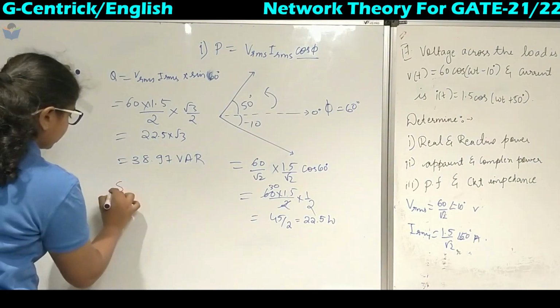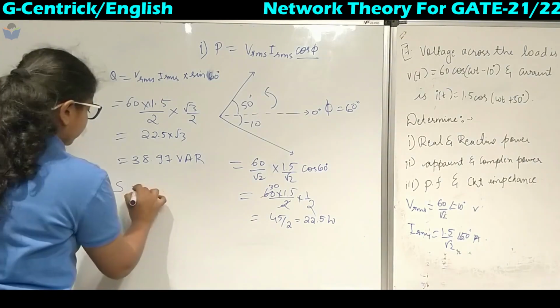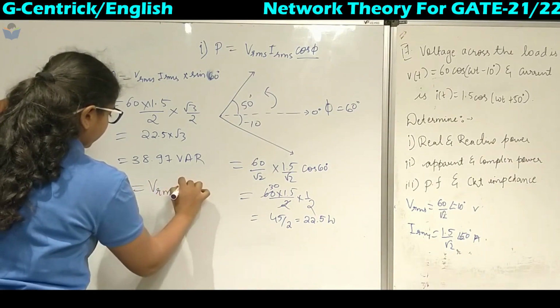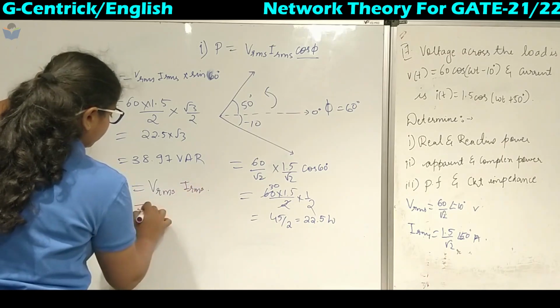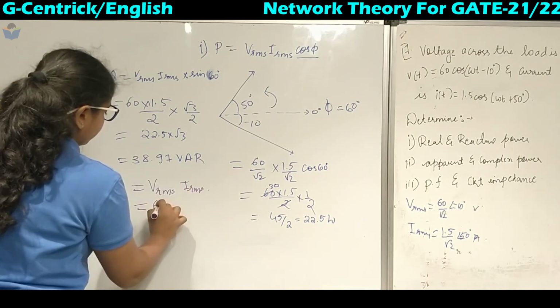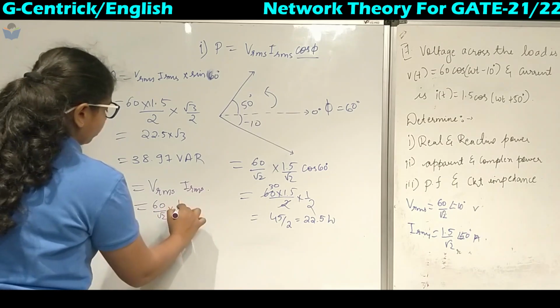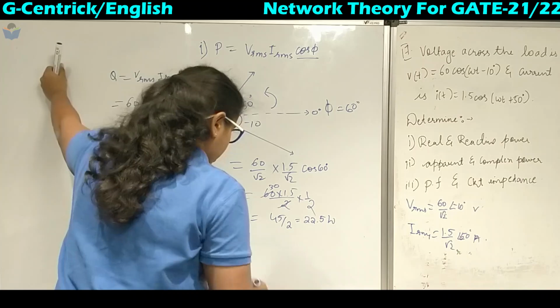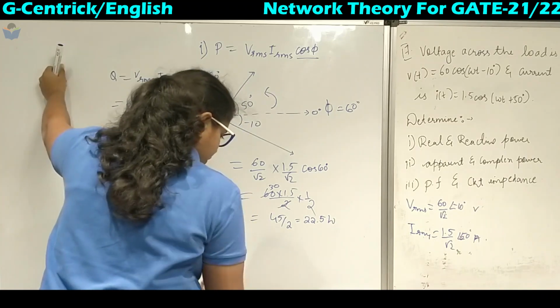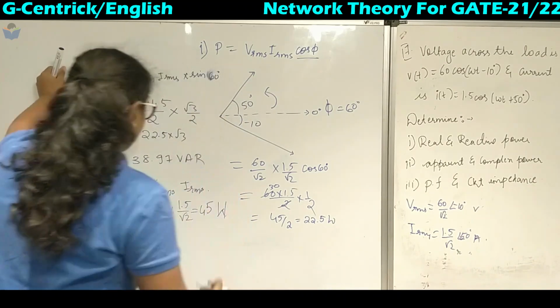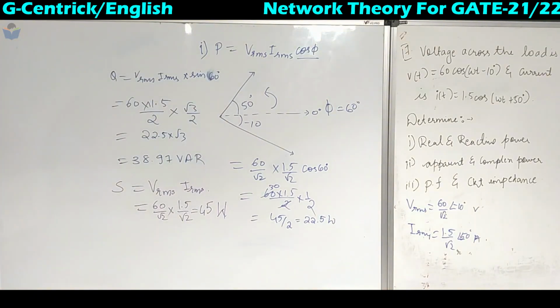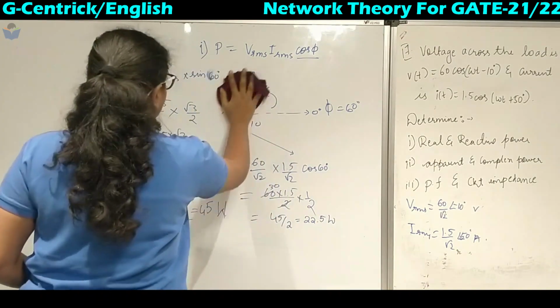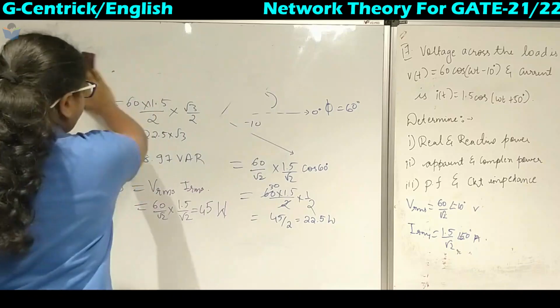Okay, so next we will move on to the second question, apparent power. Apparent power is denoted by S, which is equal to Vrms into Irms. So Vrms is 60 by root 2 into 1.5 by root 2. So this answer you will get as 45 volt amperes. Okay, so this is the apparent power. Now you have to find the complex power. So I'll rub this phasor. So this reactive.